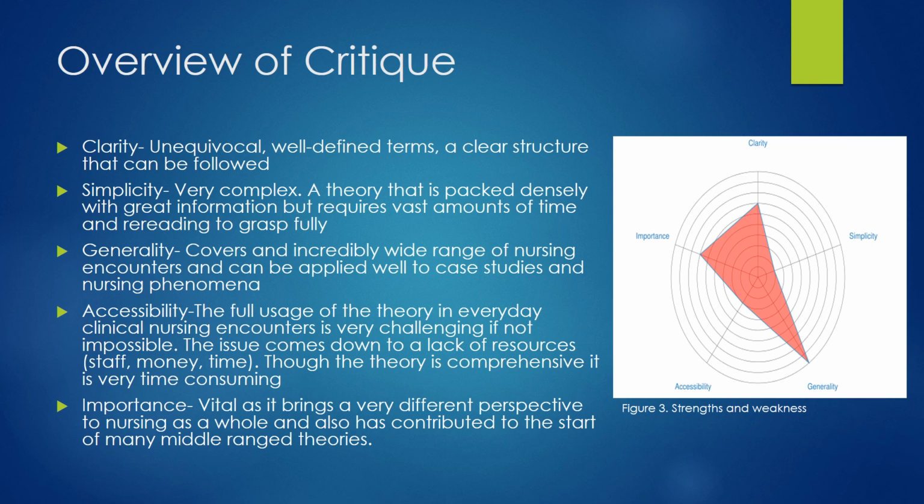So now we'll answer those questions. As far as clarity is concerned, I would say unequivocally these terms are well defined by Callista Roy, and there is a clear structure that can be followed. Simplicity, this is one of the harder parts for this theory and where it really struggles. It is a very complex theory. It's packed very densely with great information, but requires vast amounts of time and rereading to fully grasp it.